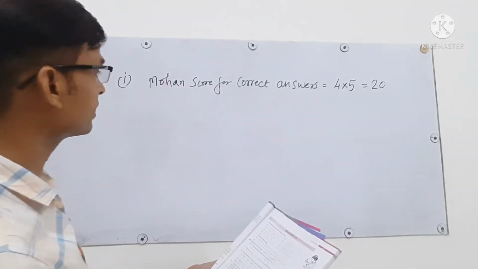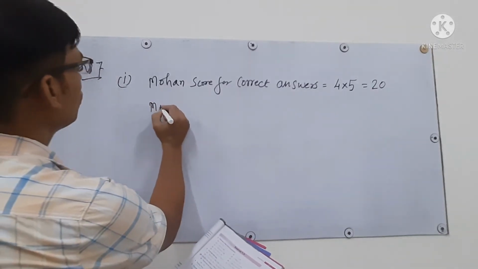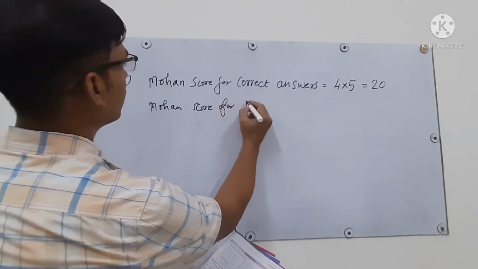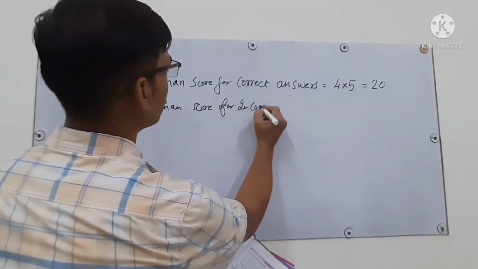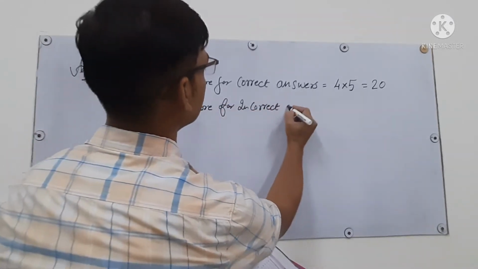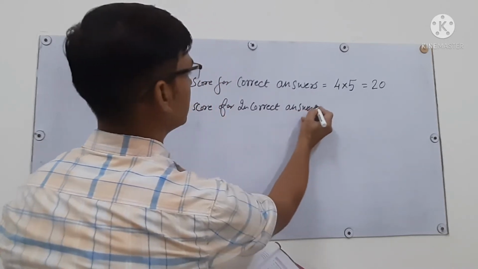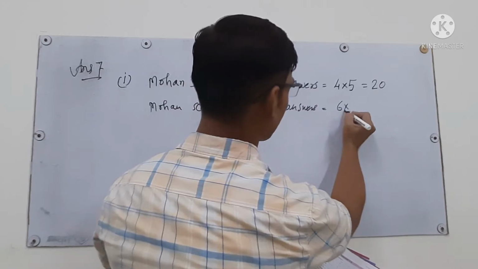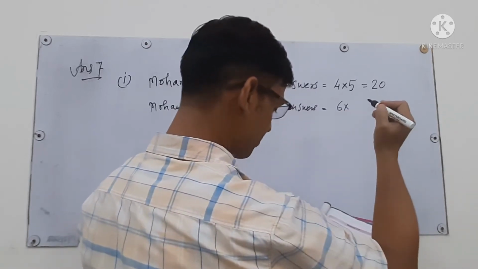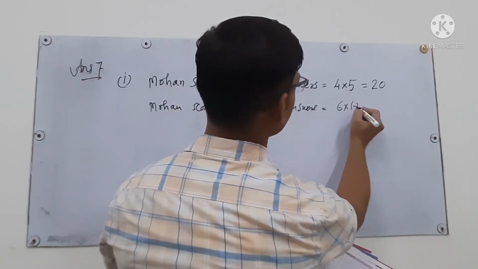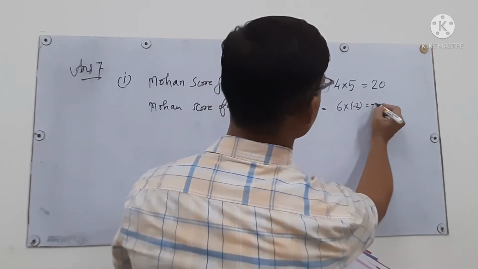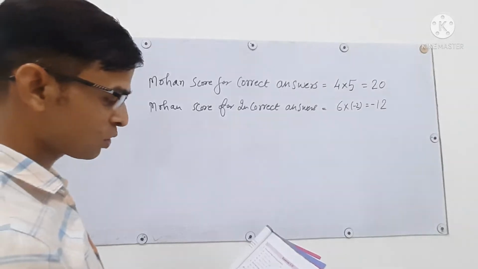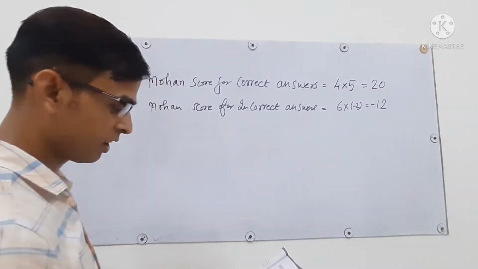So what will it be for 6 incorrect answers? Mohan's score for incorrect answers will be 6 cross -2. Okay, in the question you can see it is given 6 cross -2, and -2 is awarded for every incorrect answer.